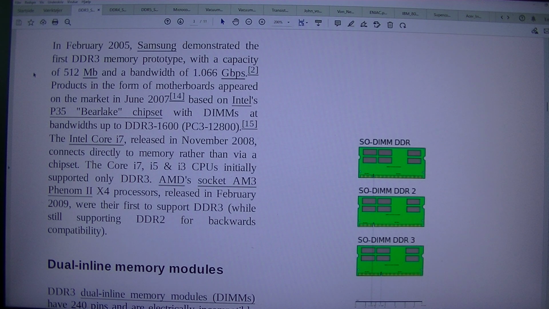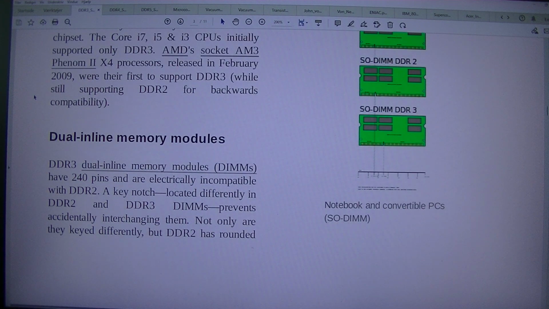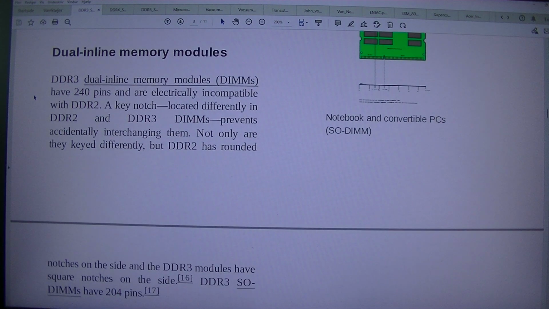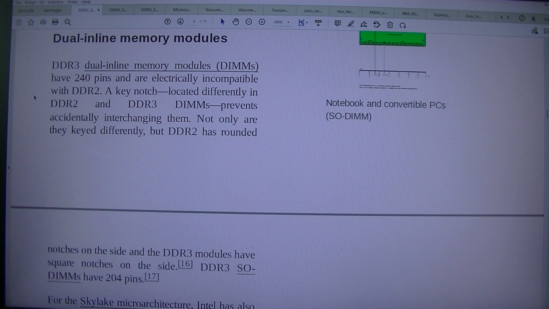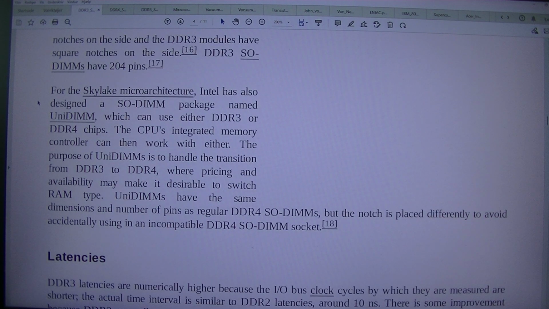DDR3 dual inline memory modules, DIMMs, have 240 pins and are electrically incompatible with DDR2. A key notch located differently in DDR2 and DDR3 DIMMs prevents accidentally interchanging them. Not only are they keyed differently, but DDR2 has rounded notches on the side and the DDR3 modules have square notches on the side. DDR3 SO-DIMMs have 204 pins.